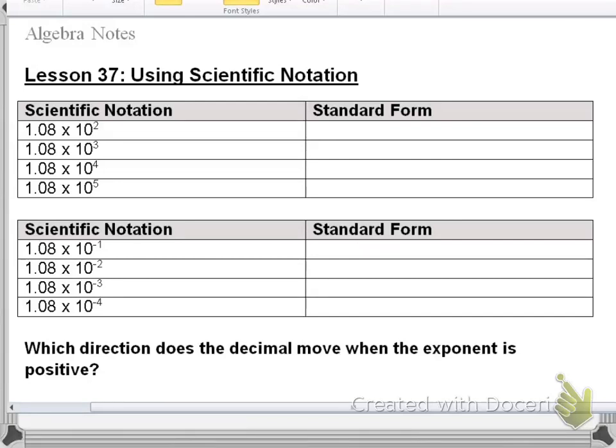Welcome to Lesson 37, using scientific notation. This should be review for all of us, so we're going to go quickly through this. Just as a review, we're going to look at a couple of examples here on the charts in your notes.